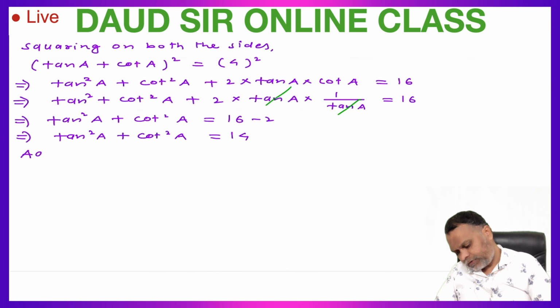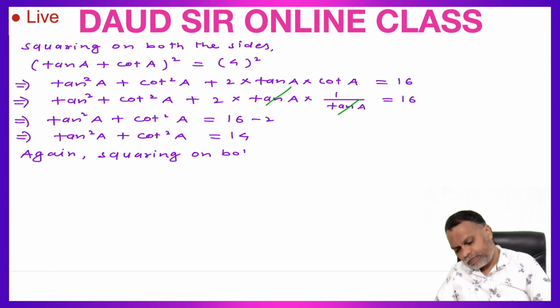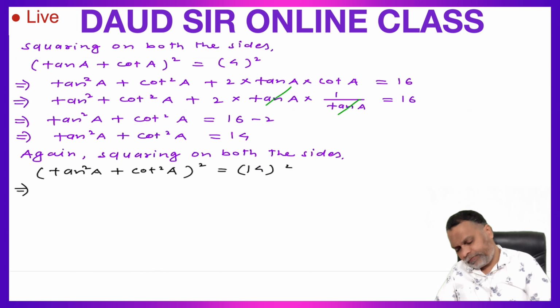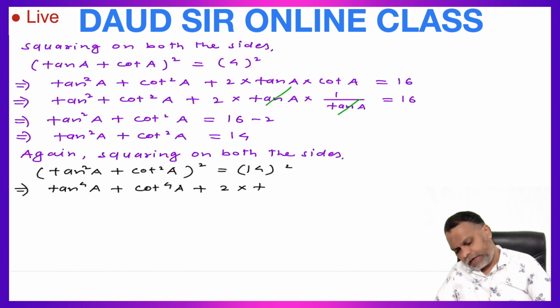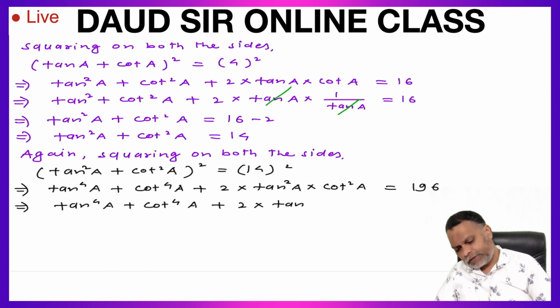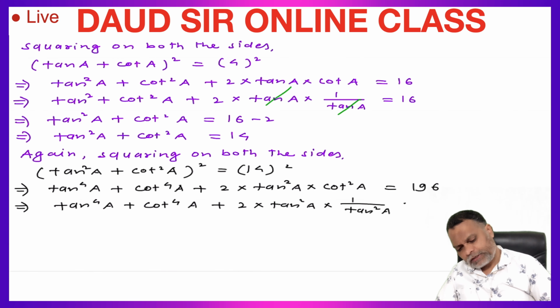Squaring on both sides again. So tan square A plus cot square A whole square is equal to 14 square. Again apply the identity A plus B whole square: tan raised to the 4A plus cot raised to the 4A plus 2 times tan square A into cot square A is equal to 14 square, 196. Cot square A can be written as 1 upon tan square A.